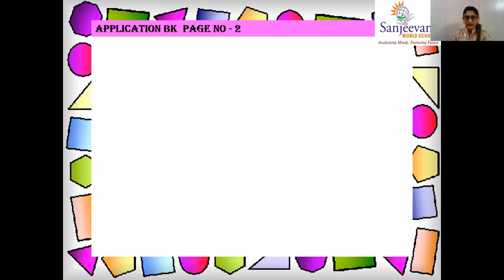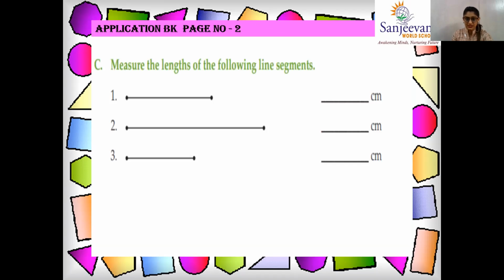Now going ahead, page 2, question number C. Measure the lengths of the following line segments. Now here all of you need to sit with your ruler and you need to measure this line segment given in your book. Now hold your ruler straight. See to it that it is not tangled. It should be completely overlapping the line segment given to us. Start from 0 and see to it that at which point it is ending.